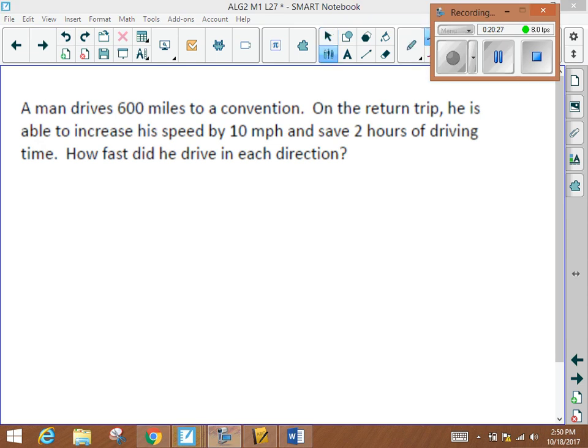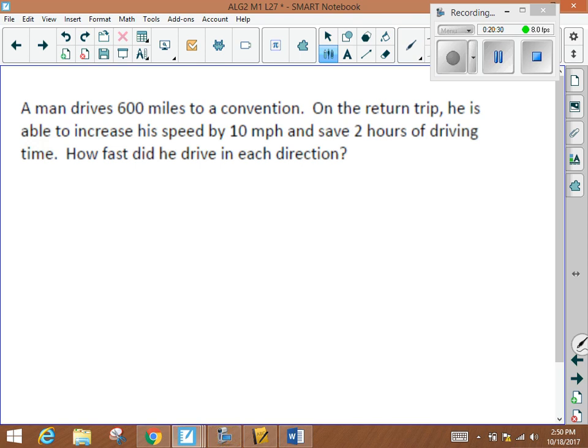All right, so let's do another one. Again, a distance problem. So the main formula that we're going to use is that distance is equal to rate times time, right? Once again. And we have his trip going and we have returning, right? So when he's going there, we're going to write an equation for that using distance equals rate times time. So he drives 600 miles to the convention. So our distance then, 600 miles.